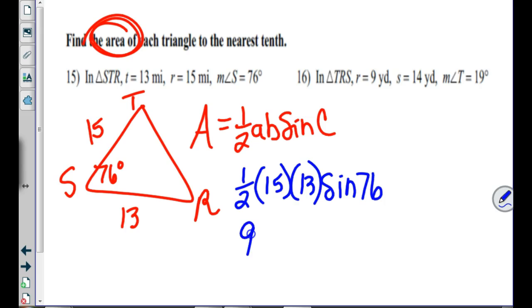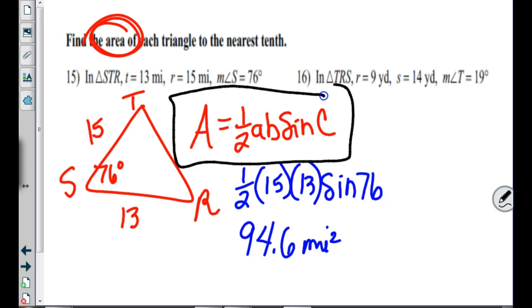Anybody get 94.6? That's supposed to be an M, square miles. Someone else get that? Yeah, okay. So this formula will be on the reference sheet.